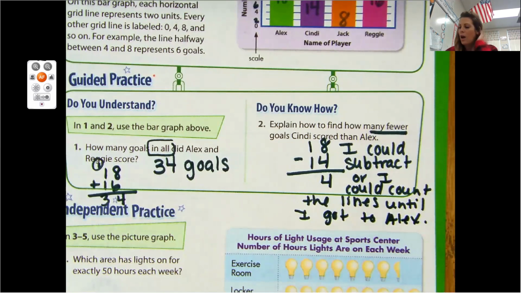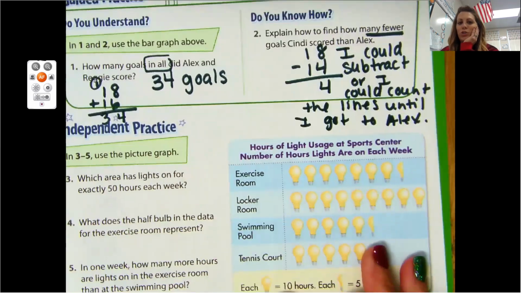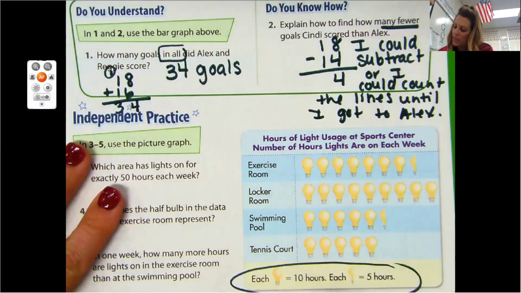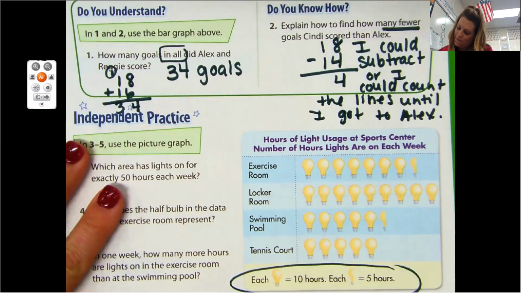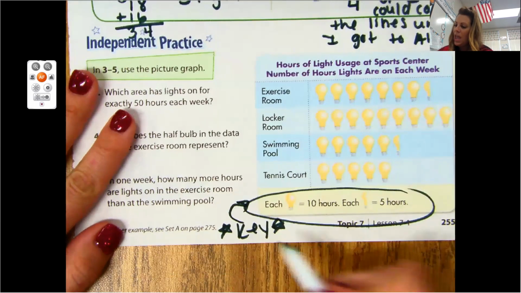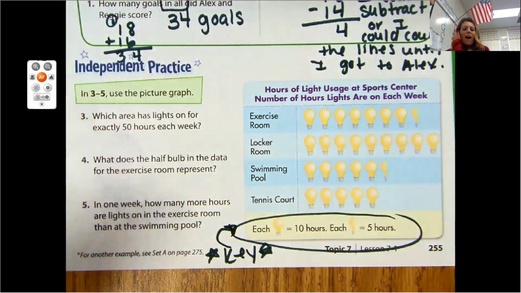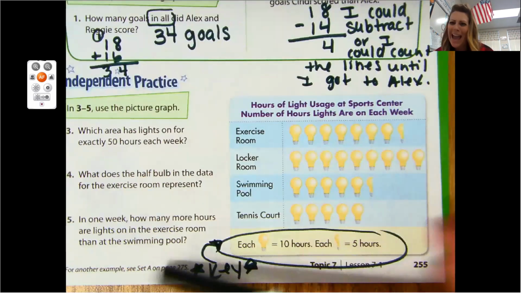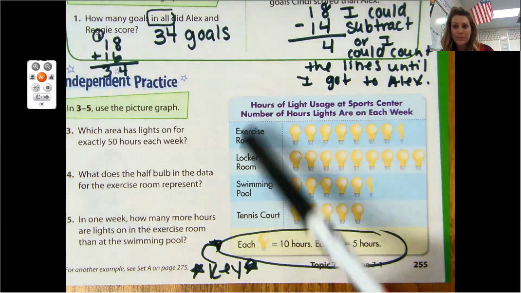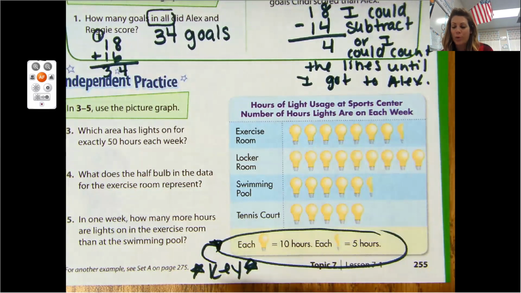Okay? All right, so now we're on to the picture graph. What's the first thing I want you to look at on a picture graph? The key. Right here. I want you to look at the key. And just like on the bar graph, I always tell my friends, count it first, figure out which one each represents, and that's going to help you with your word problems.